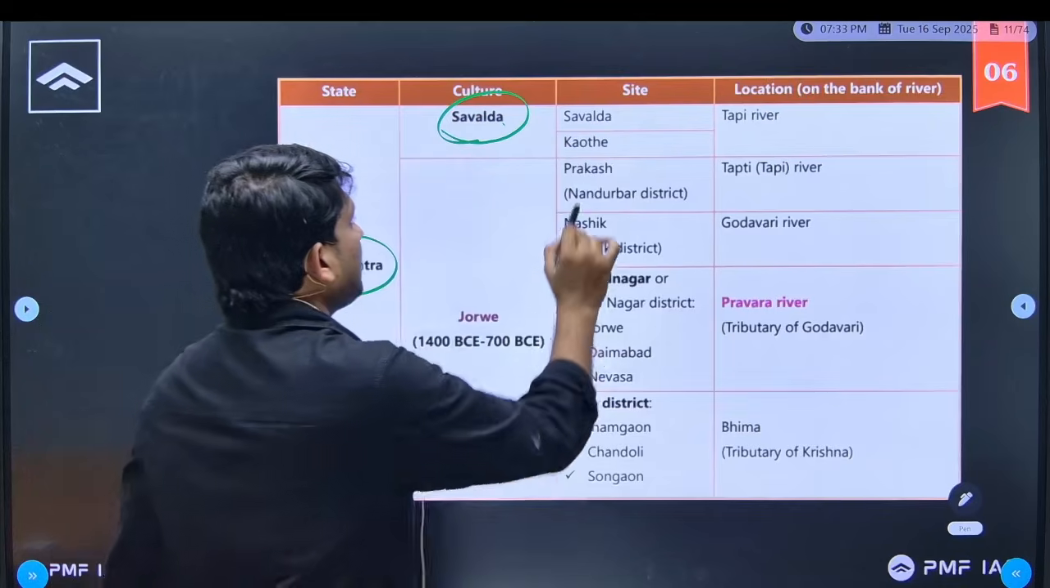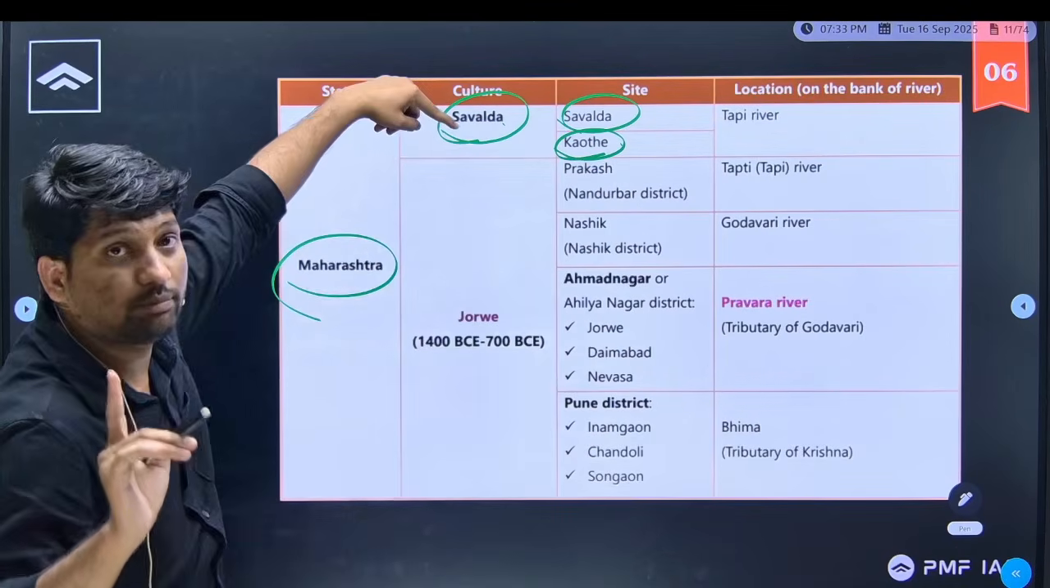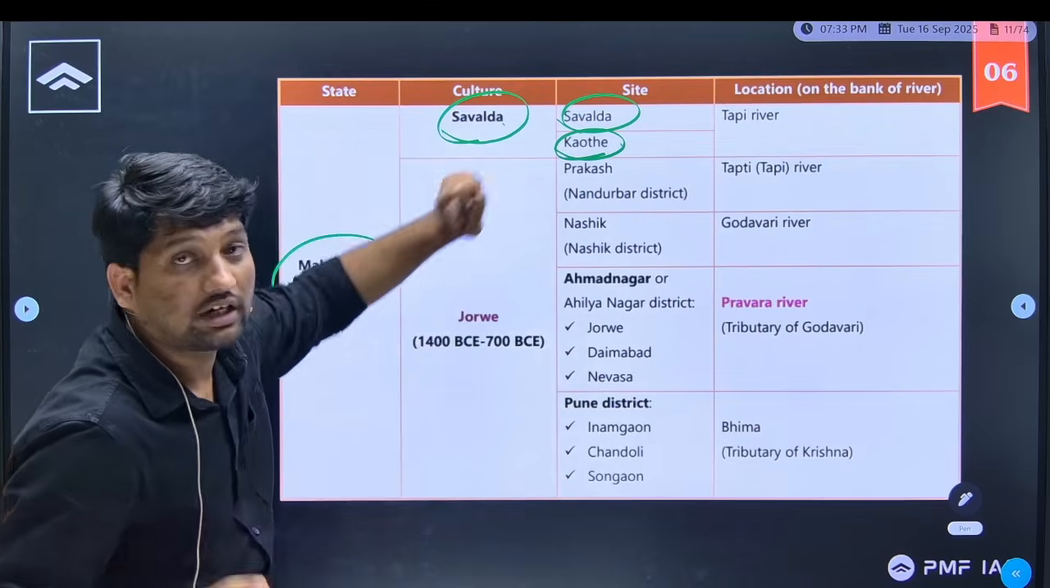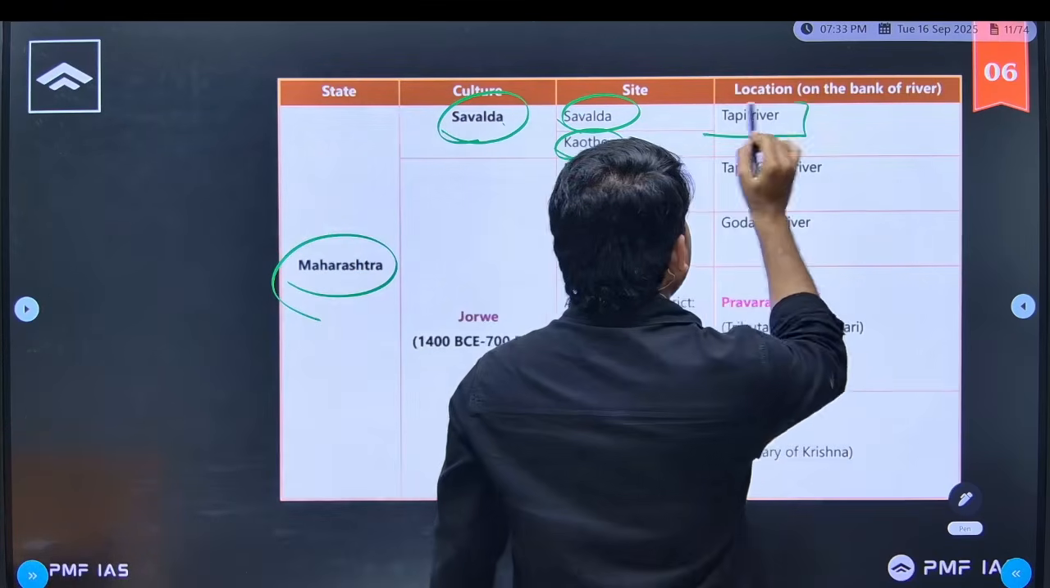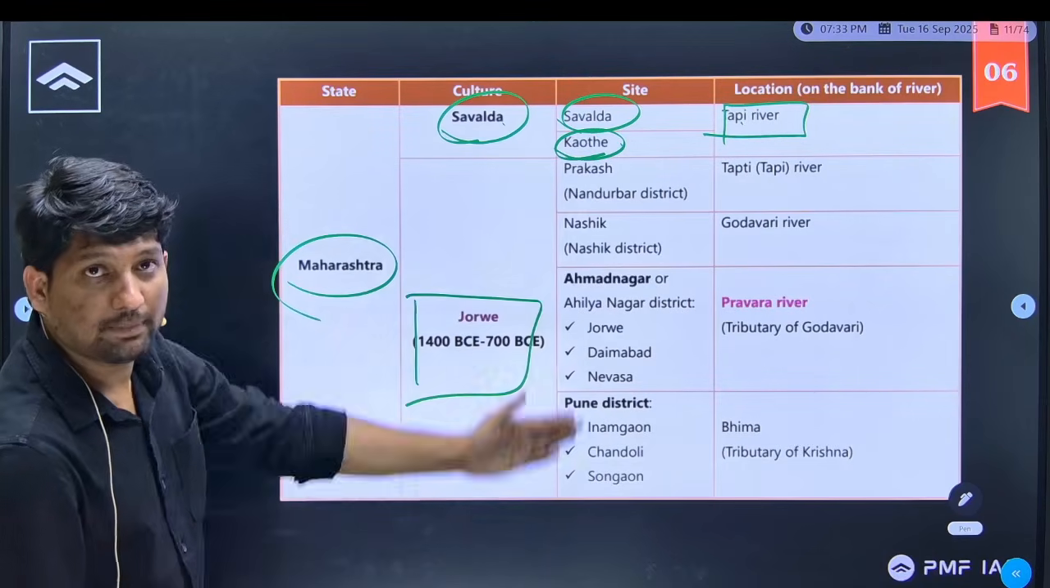Most important sites are Savalda, Kauthe. You will find more sites in this culture, but most important are Savalda and Kauthe. Both are on this Tapi river. Then you will find this Jorwe culture. All these sites are part of Jorwe culture.